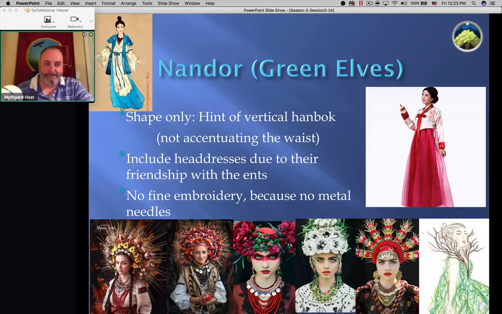Also the use of natural materials in a scene where you have the Elves of Doriath and the Green Elves speaking to each other, you see that there is a visual relationship between them because they're doing similar things, but the Green Elves are just doing more of it. Yeah, to a much more extreme degree.